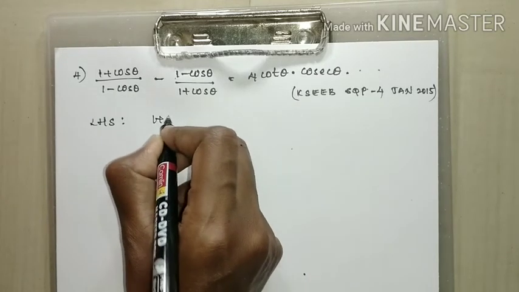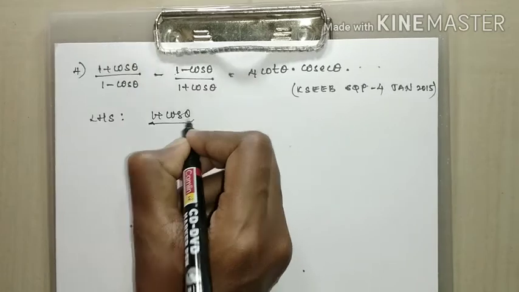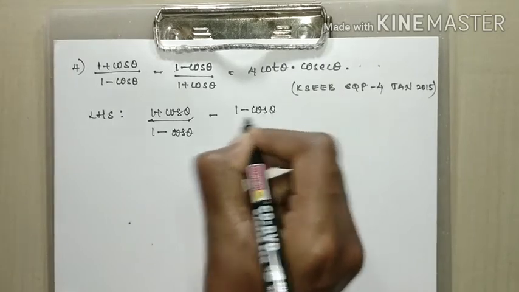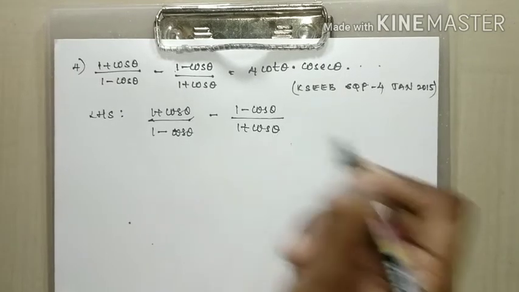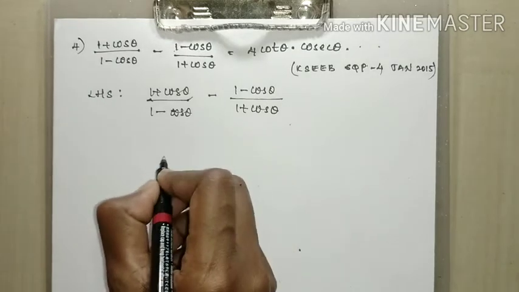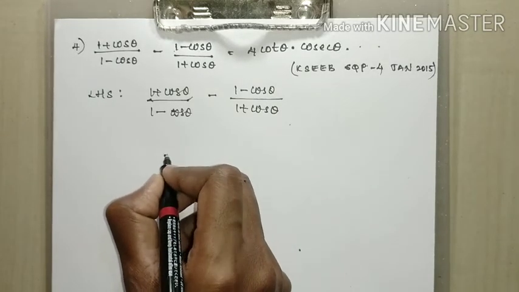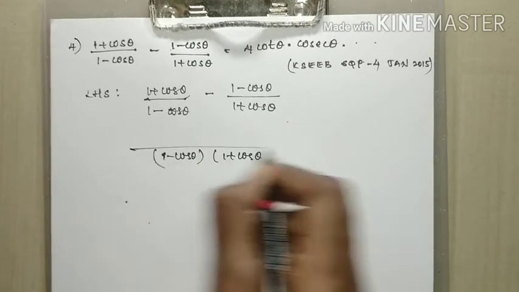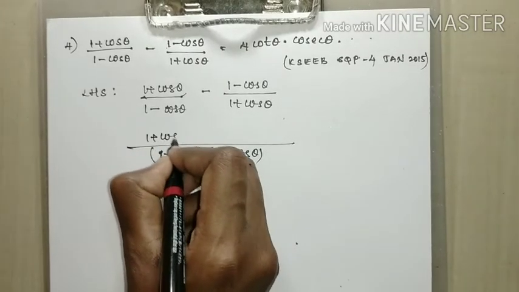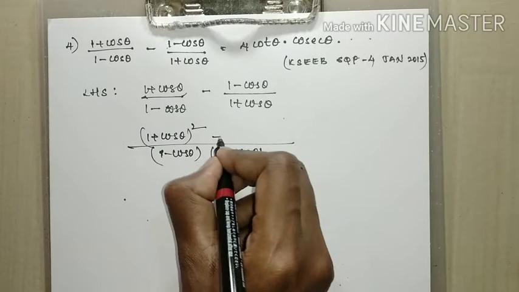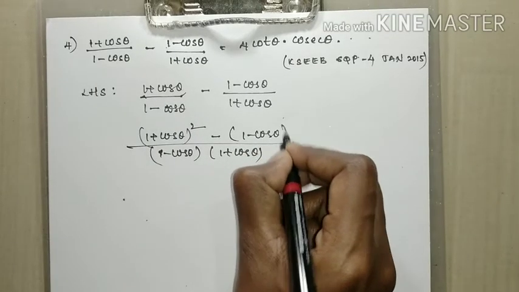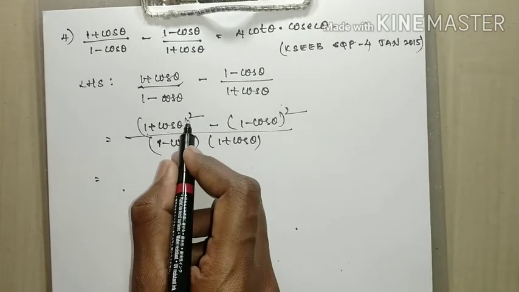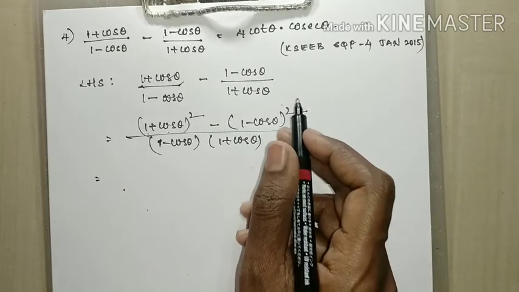So that is (1 plus cos theta)/(1 minus cos theta) minus (1 minus cos theta)/(1 plus cos theta). So here we'll take the LCM in the denominator, that is 1 minus cos theta into 1 plus cos theta. So the numerator will become (1 plus cos theta) whole square minus (1 minus cos theta) whole square. So now this is (a plus b) whole square and this is (a minus b) whole square form.